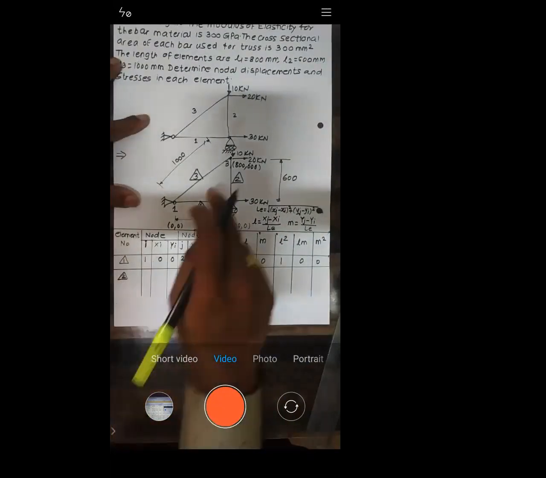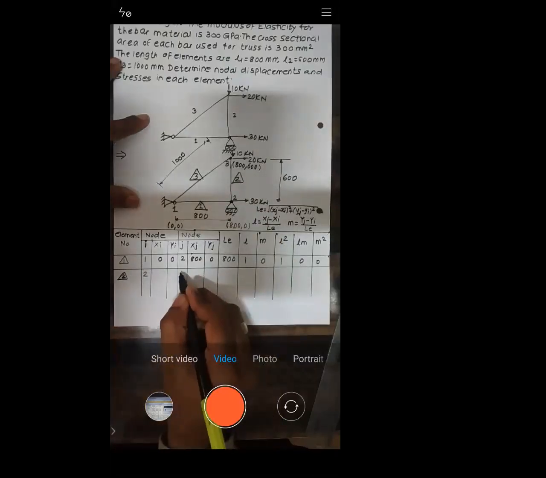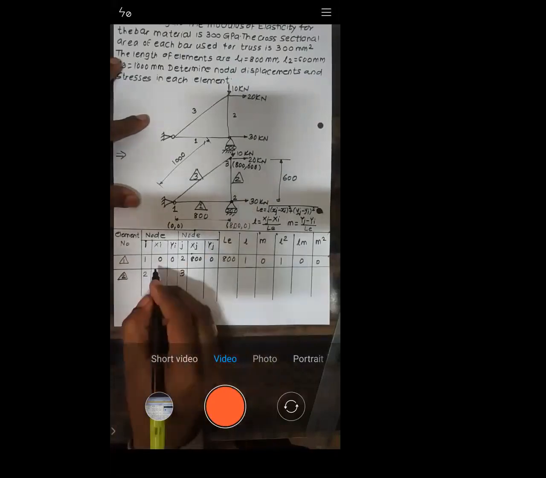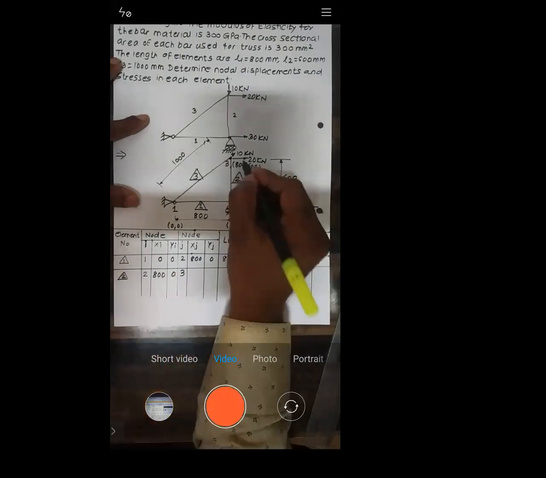Again, element number 2, it is between 2 and 3. So I should write down: it is between node 2 and 3. Coordinate for node 2, it is 800, 0. Coordinate for node 3, it is 800, 600.